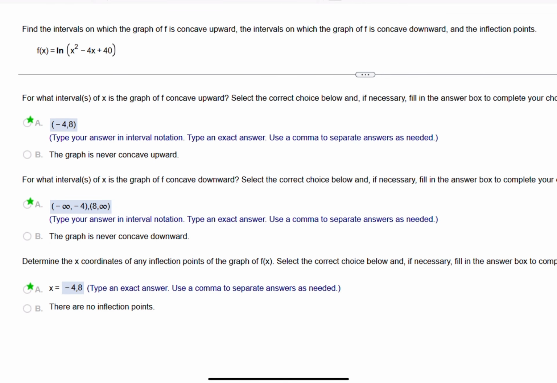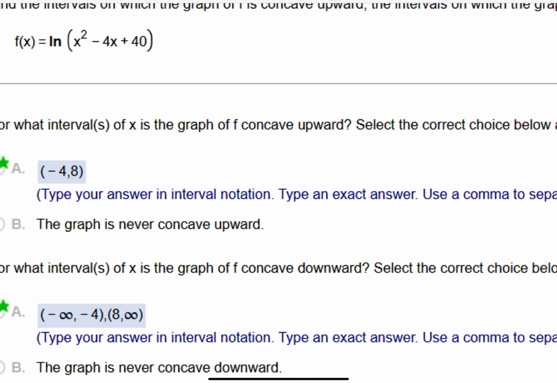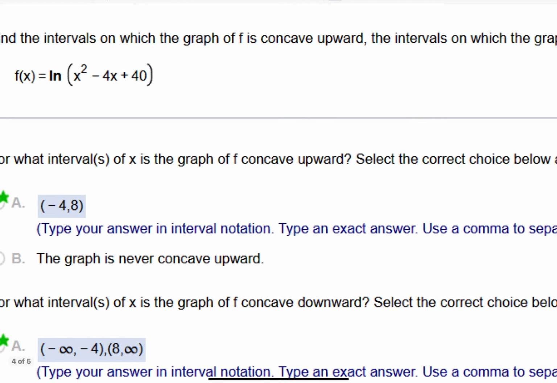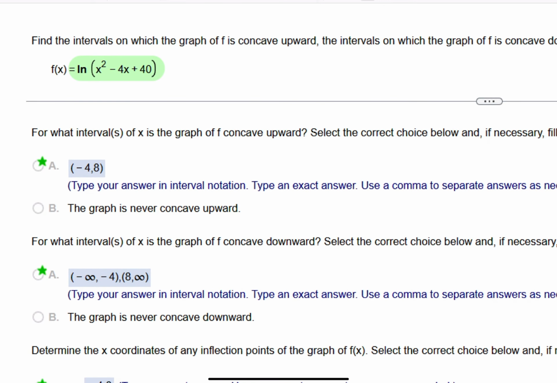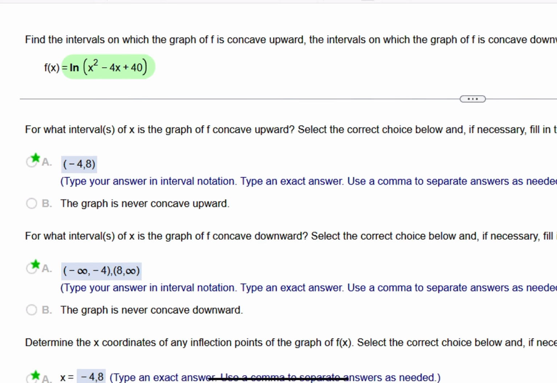Now let's take a look at the next problem here. Now you might say, Miss, why can't I just graph this and find my values? Try graphing it. Because of the nature of the function, finding those partition points becomes slightly difficult. So let's see what they're asking us.